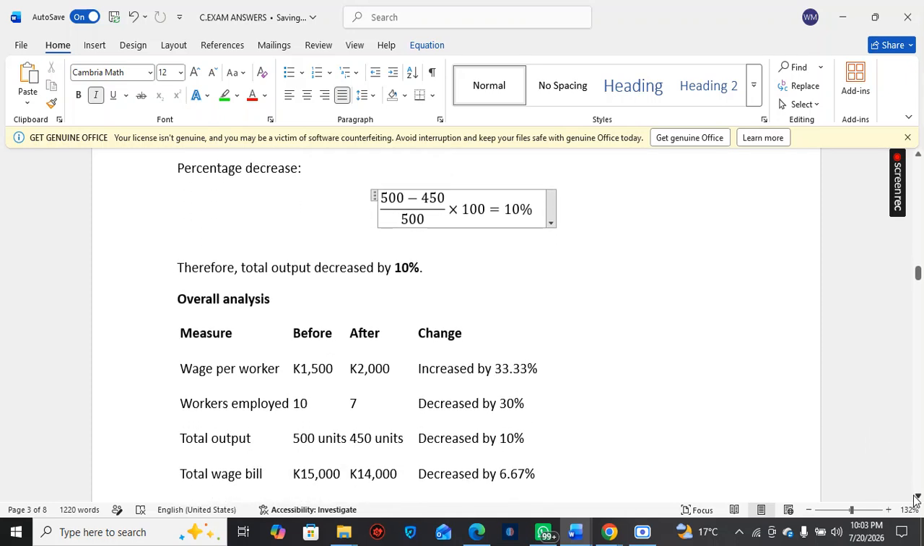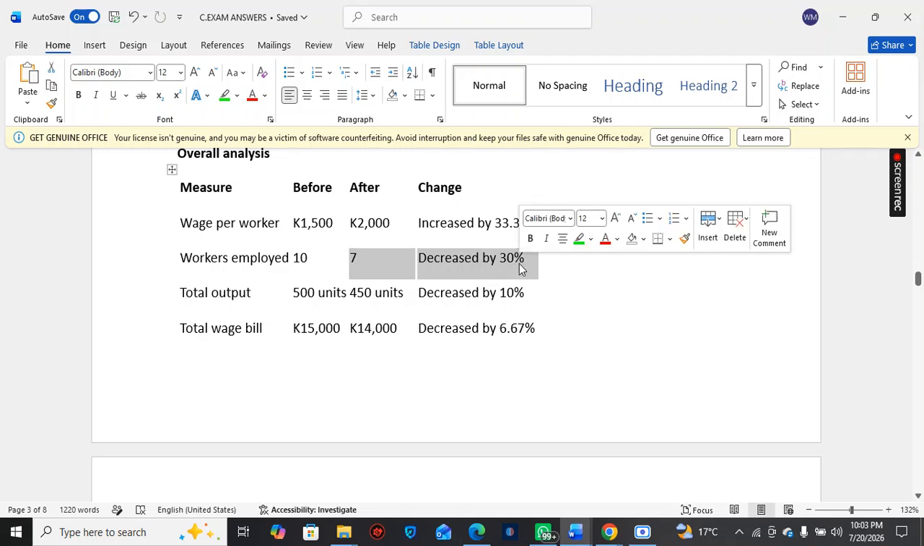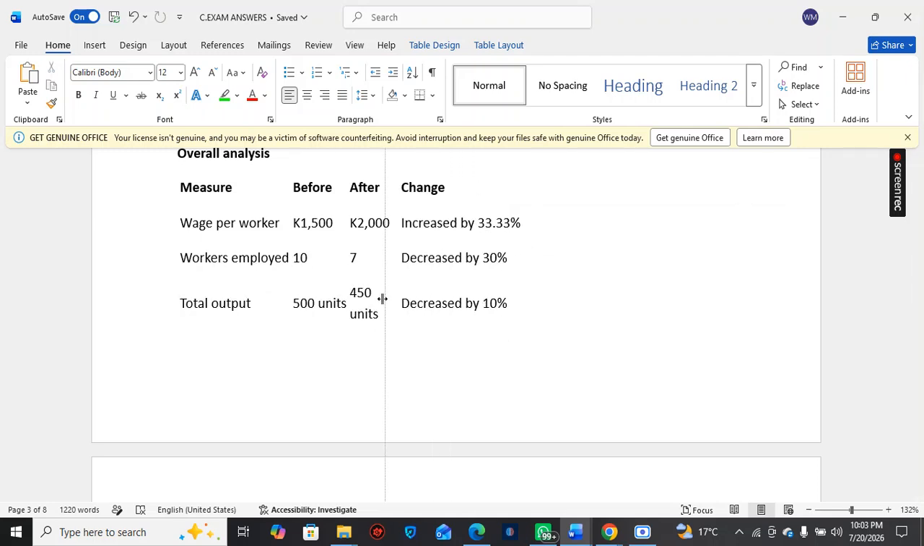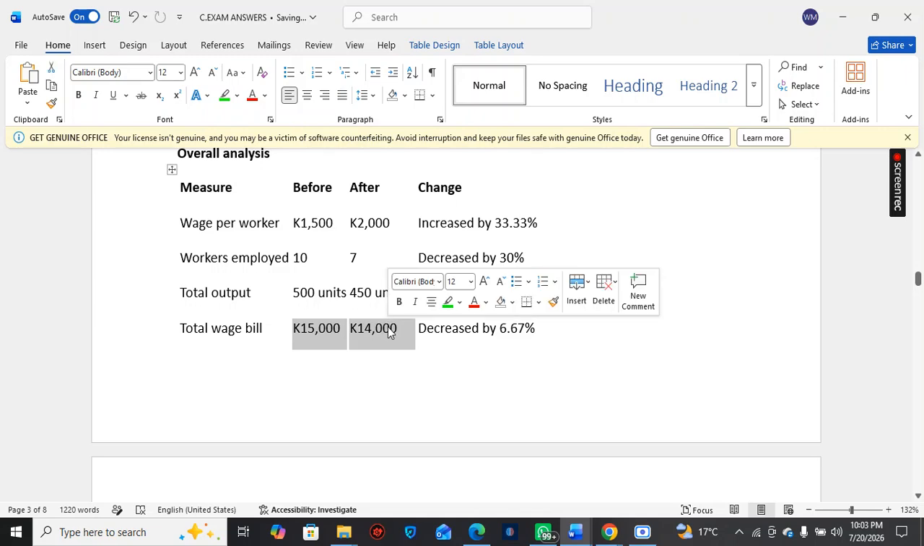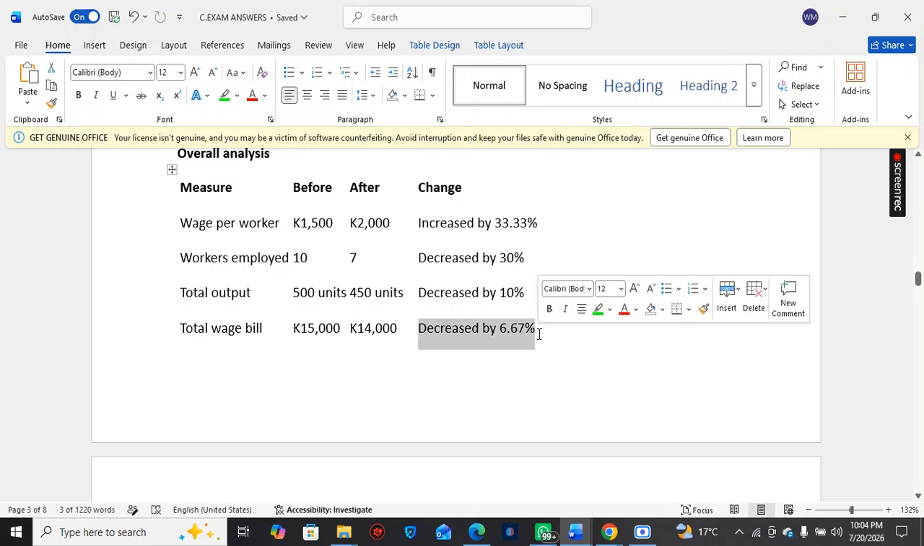So here's a detailed analysis of what happened. Wages increased by 33.3%. Employment decreased by 30%. Output decreased by 10%. And the total wage bill, have you seen? Remember, at first they were paying 15,000, now they're paying 14,000. So this bill also decreased by 6.67%.